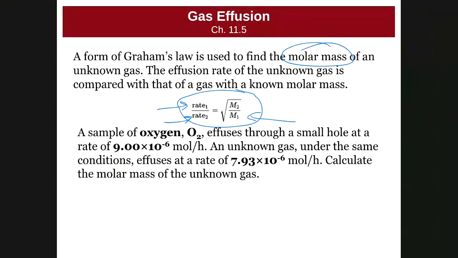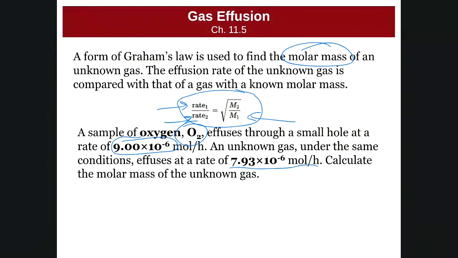So let's do that for this problem. There's a sample of oxygen effusing through a small hole at a rate of 9 times 10 to the negative 6 moles per hour. So we know what that gas is, we know its molar mass, and its rate of effusion. The unknown gas, under the same conditions, effuses at this rate. So we want to find the molar mass of our unknown gas.